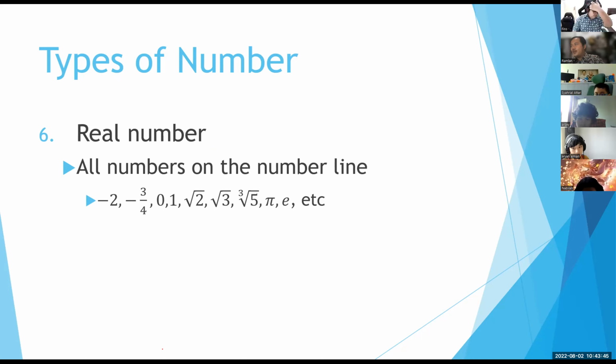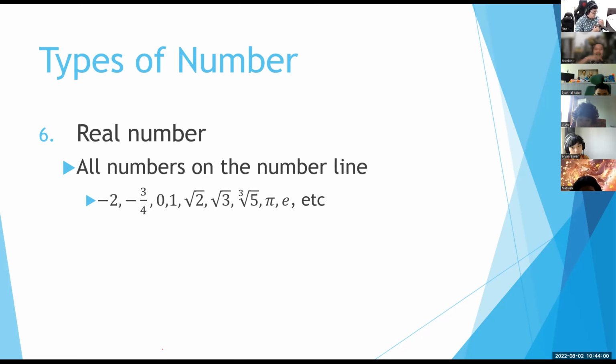If we have a real number, do we have an opposite of real number? Imaginary numbers. Imaginary is the square root of -1.